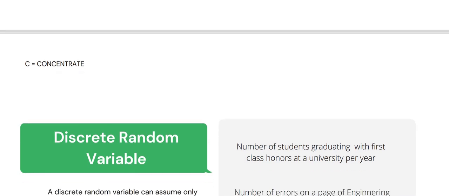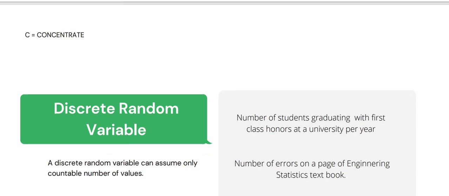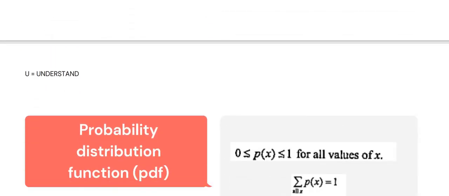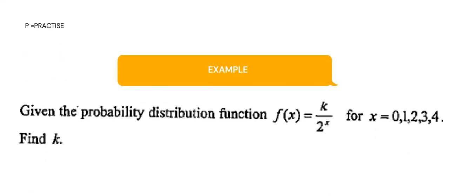C is for concentrate. I hope you give your full concentration in our class, even though this is not a face-to-face class, just a recorded class, but I imagine that you are in front of me. U stands for understand. After you concentrate, you will get your understanding of the topics. And the last one, practice makes perfect. That sentence is stale, I know, and tiring, but it is 100% correct. You need to practice more and more for maths.